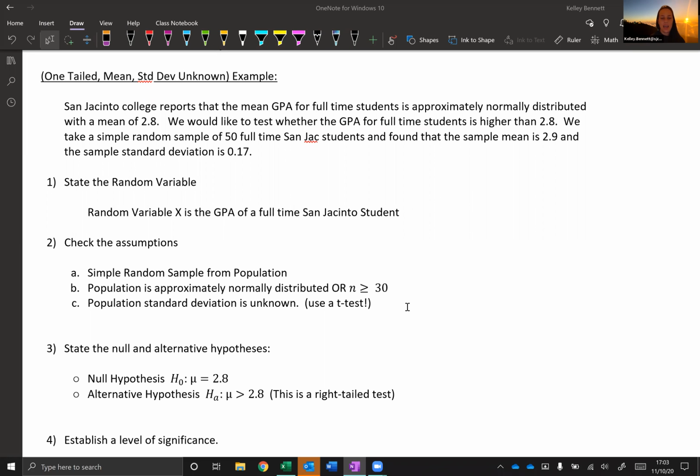So we would like to test whether the GPA for full-time students is higher than 2.8. That's what the problem says. So our alternative hypothesis is going to be mu greater than 2.8, and this tells me that we are having a right-tailed test. Our null hypothesis is the same. It's the claim that San Jacinto is making, that the mean GPA for full-time San Jac students is 2.8.